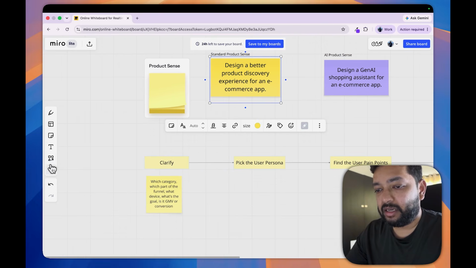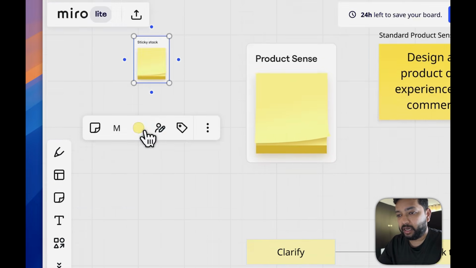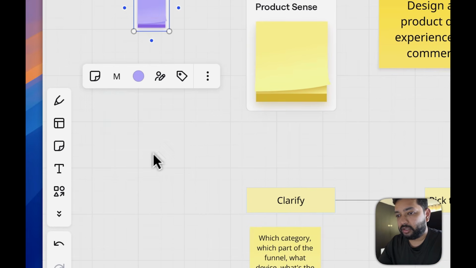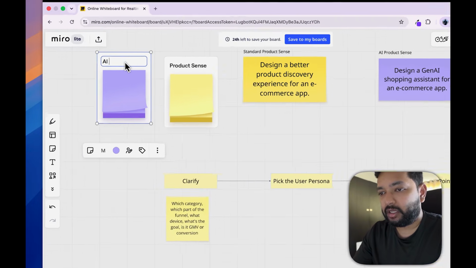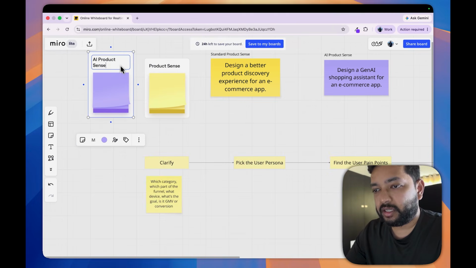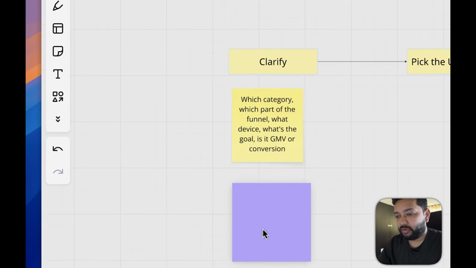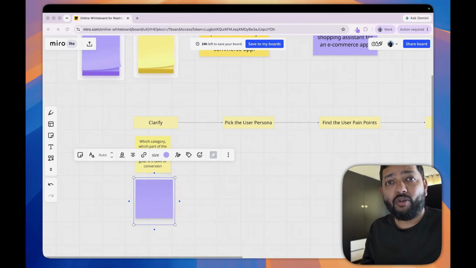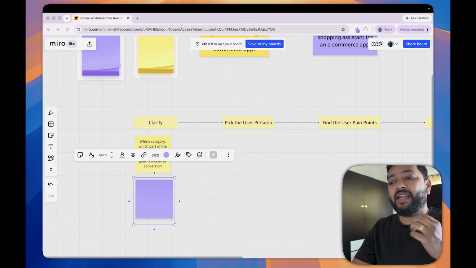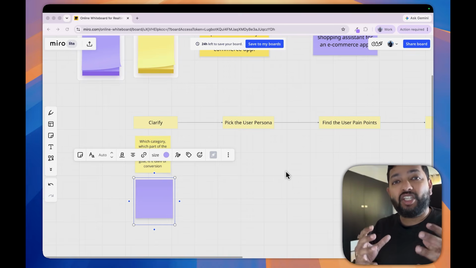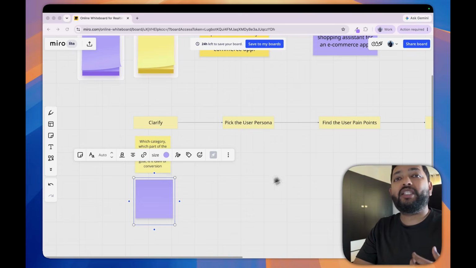But let's take another sticky stack here, right? And we will, of course, color this in purple because that's AI product sense for us. And I've just named this AI product sense, right? And I'm just going to put a note from this here as well, right? Now, for the AI product sense, it's very important for you to understand what changes. What essentially changes for an AI product sense interview round for this clarification step is that specificity increases, right? Which means that instead of focusing on a more generic direction, you actually focus on more specific things.